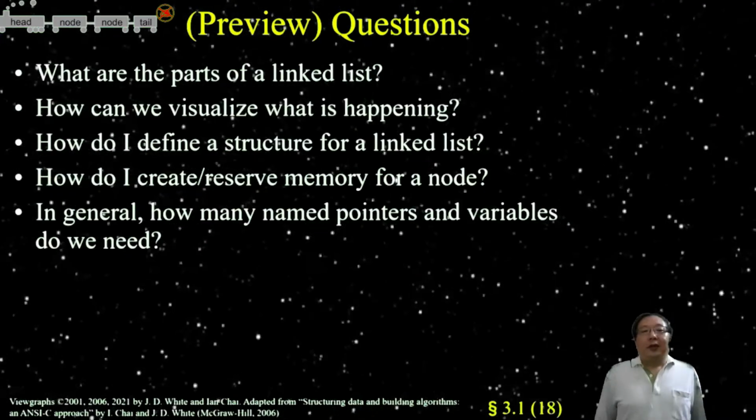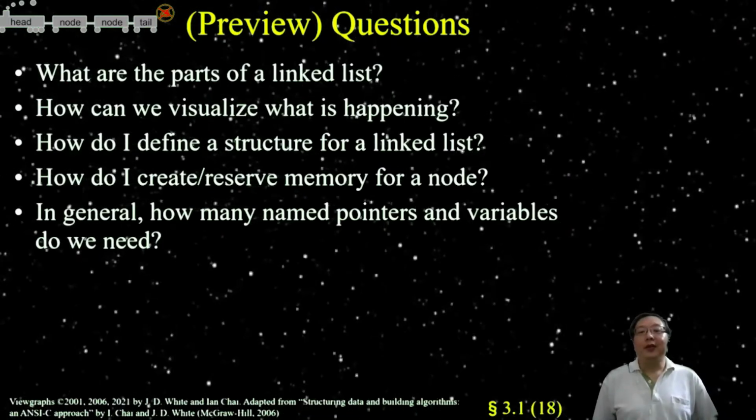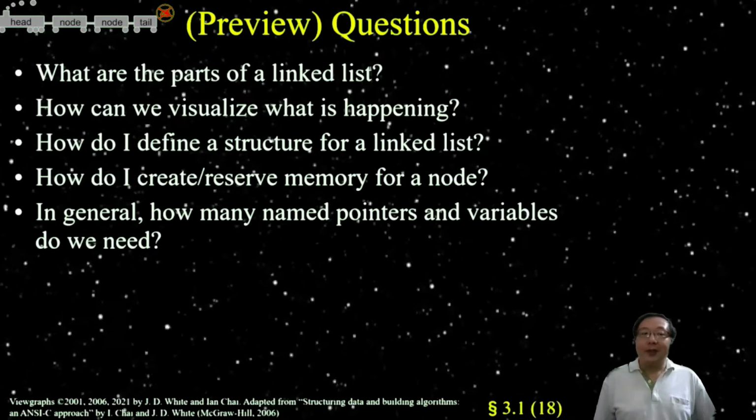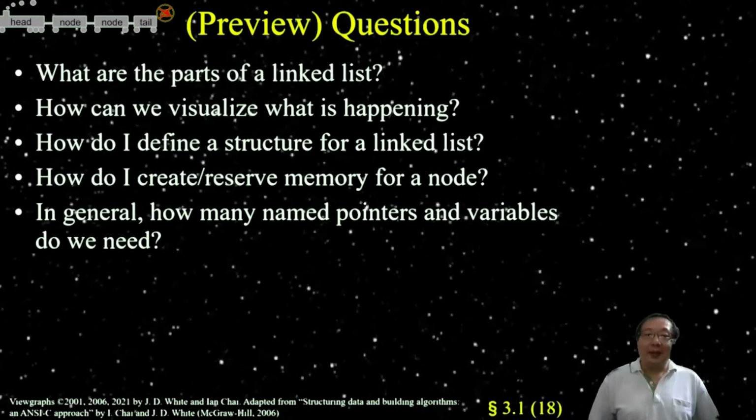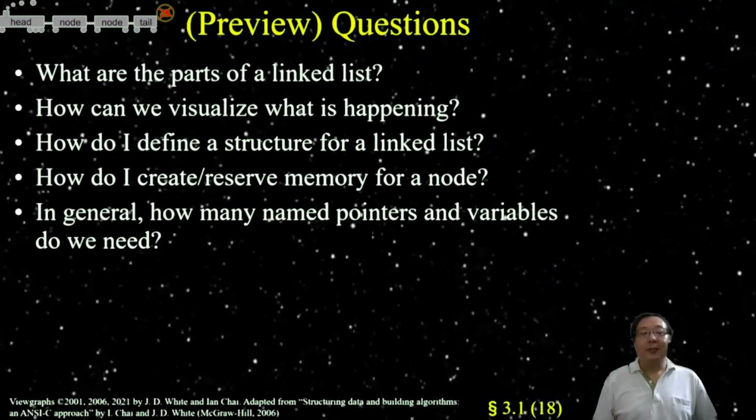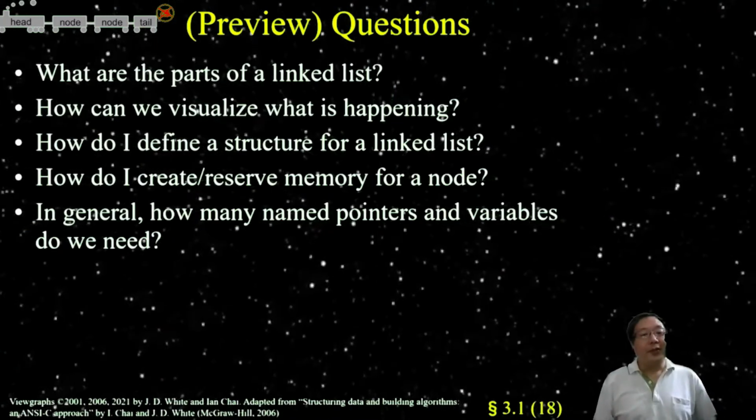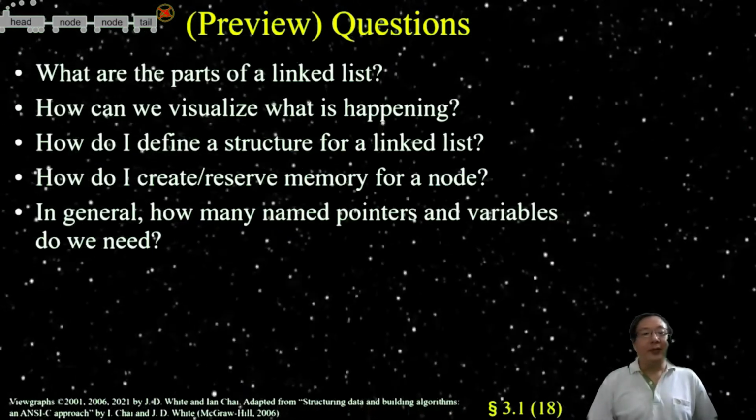Okay, this is what you should be thinking about for this program. What are the parts of a linked list? How can we visualize what is happening in this linked list? How do I define a structure for the linked list? How do I create or reserve memory for a node? And in general, how many name pointers and variables do we need?